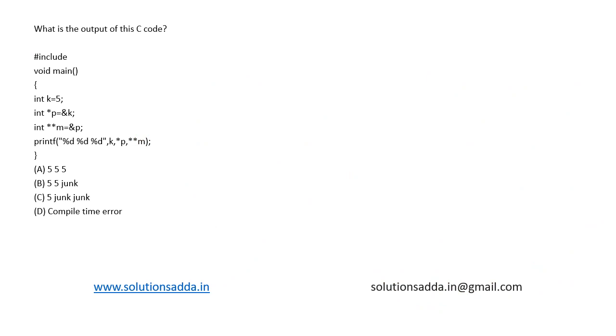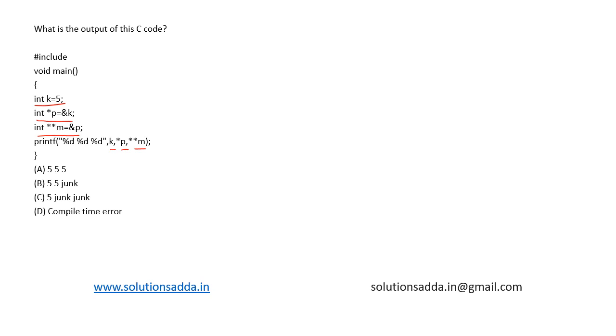This is a question from C programming. Here we have an integer k equal to 5, a pointer variable p which stores the address of k, a double pointer variable m which stores the address of the pointer variable p, and we are asked to print the value of k, *p, **m.